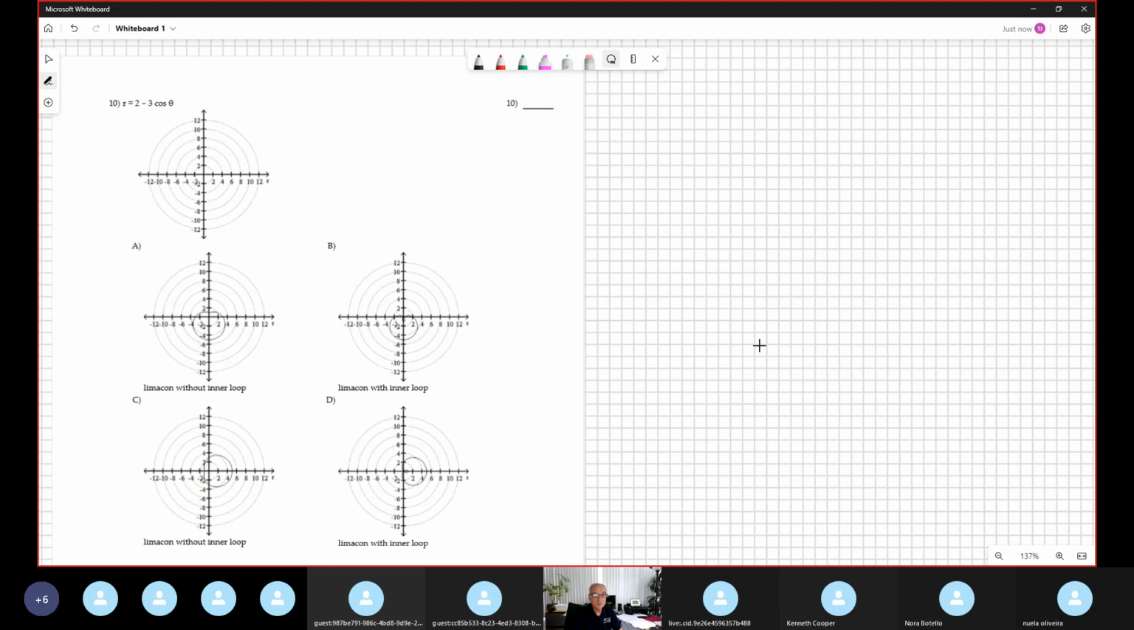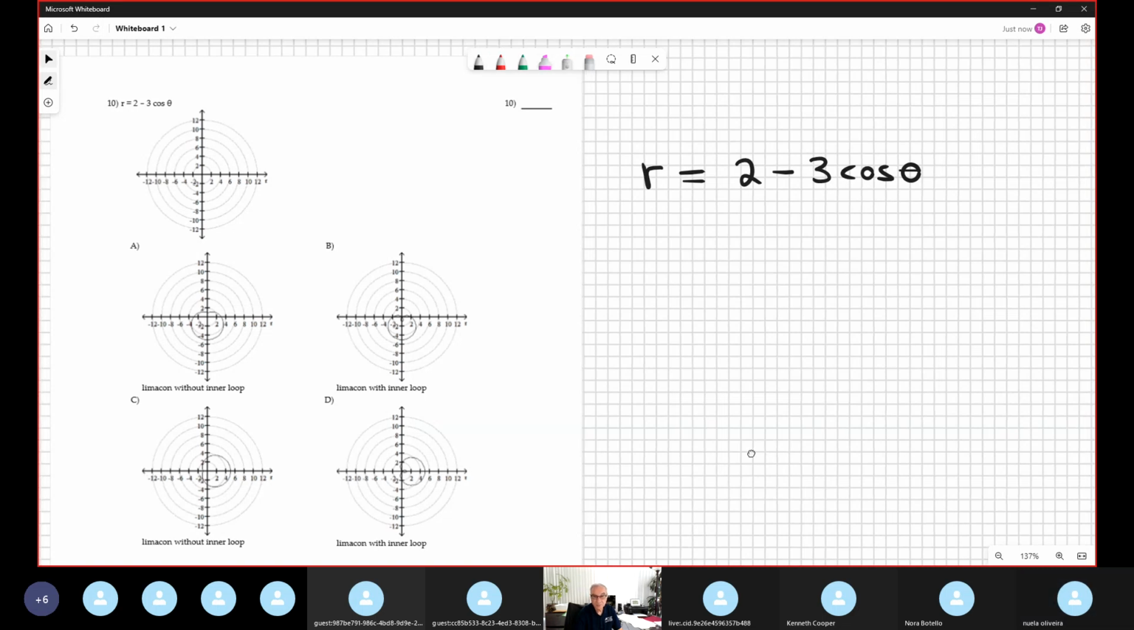Identification. We have r equals 2 minus 3 cosine theta, right? Identification: cardioid, limaçon, inner loop, no inner loop. Orientation: in what direction? Go ahead. It's on the left. To the left. The orientation, Noela says, is to the left. How do you know it is to the left, Noela? Because it's negative and it's cosine.